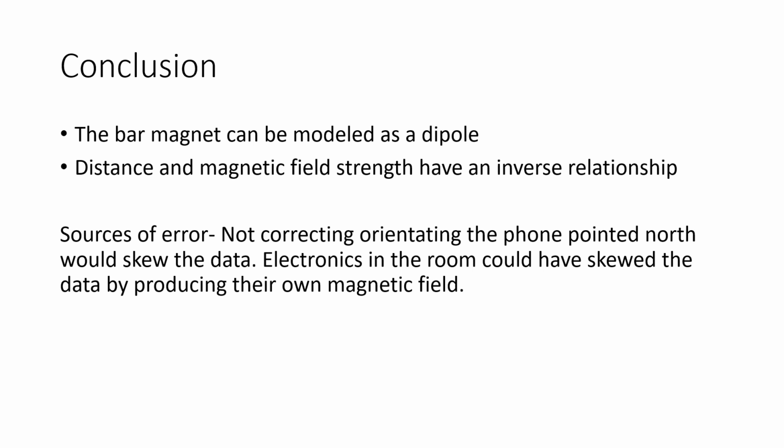And in conclusion, the bar magnet can be modeled as a dipole, and the distance and magnetic field strength have an inverse relationship. And sources of error would be not correctly orienting the phone pointed north, which would skew the data, and also not turning off any electronics in the room that would produce their own magnetic field and skew the data.